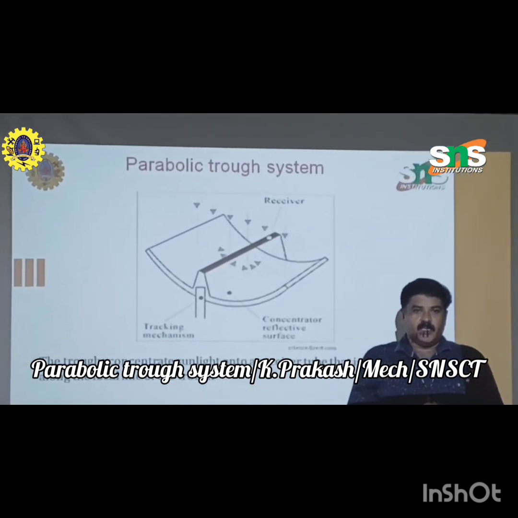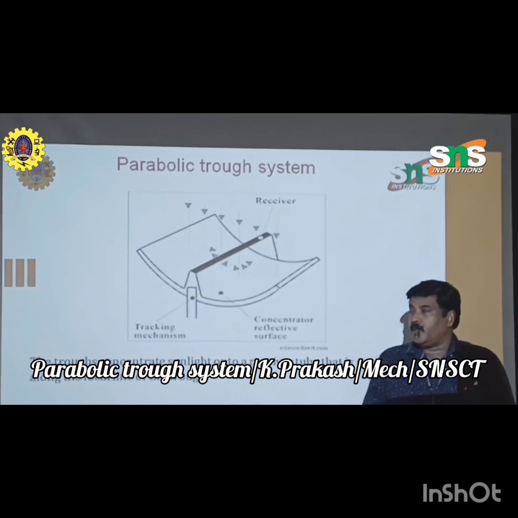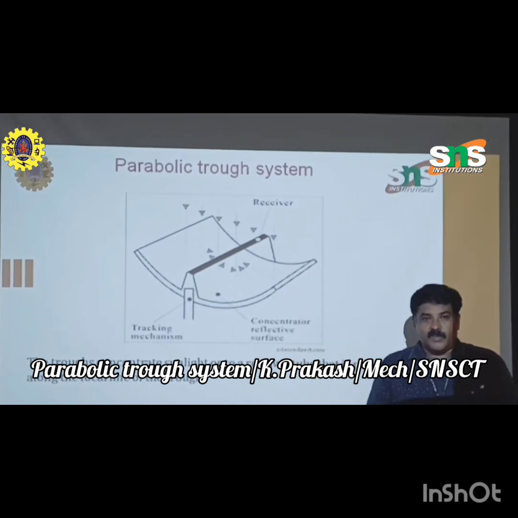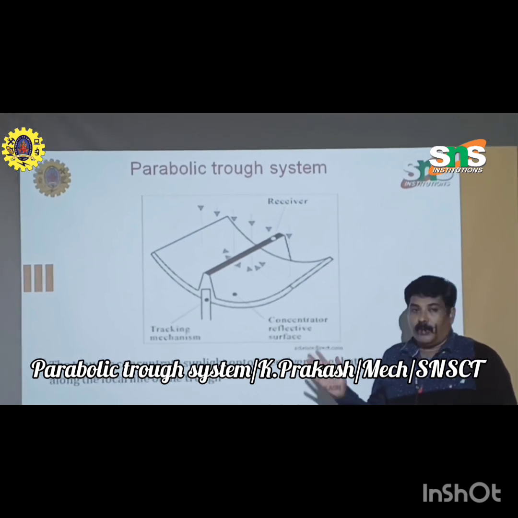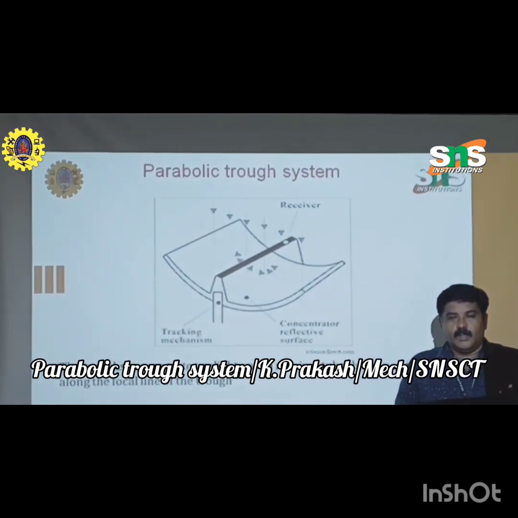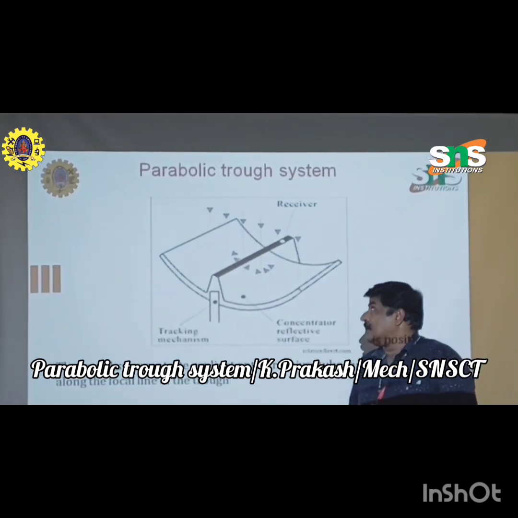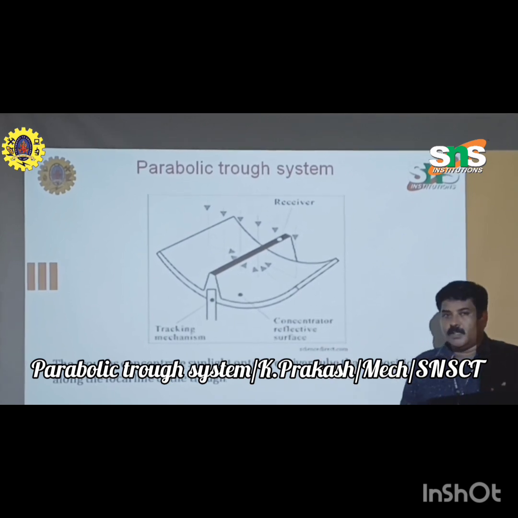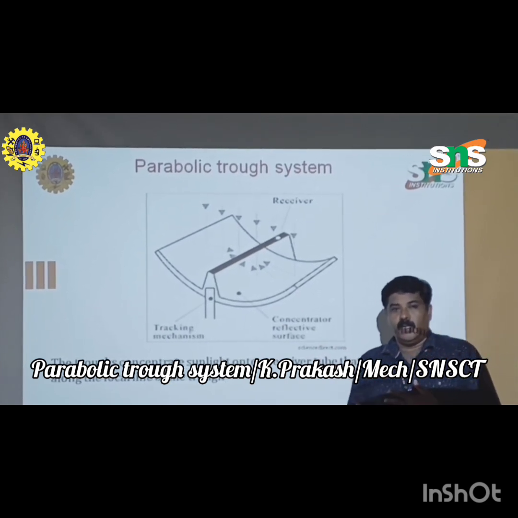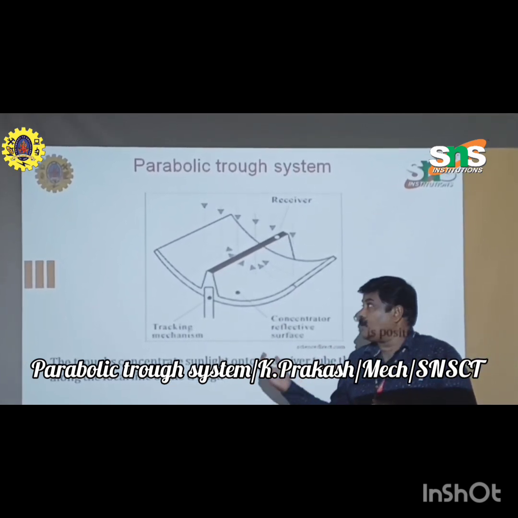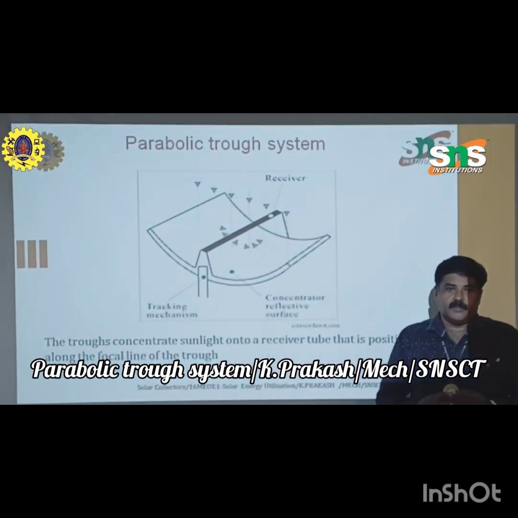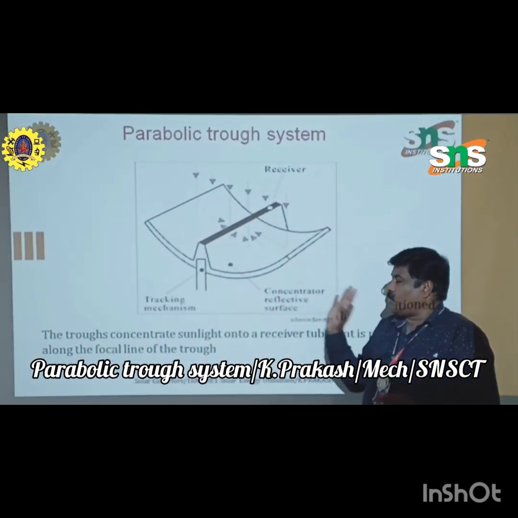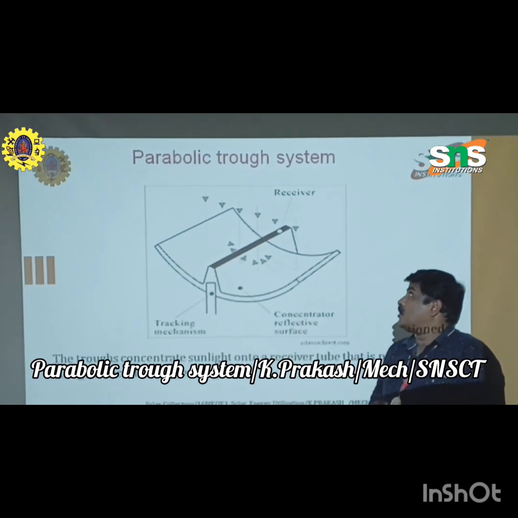In the last lecture, we discussed the significance of parabolic trough systems. Now we are going to see the working of the parabolic trough systems. Here we are using a tracking-based approach for this parabolic trough system. First, let us see what the working of a solar parabolic trough system is.